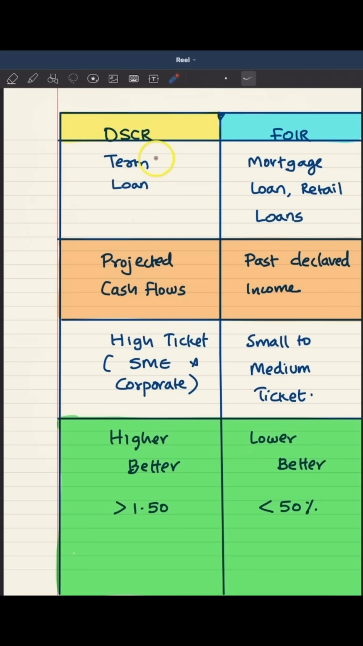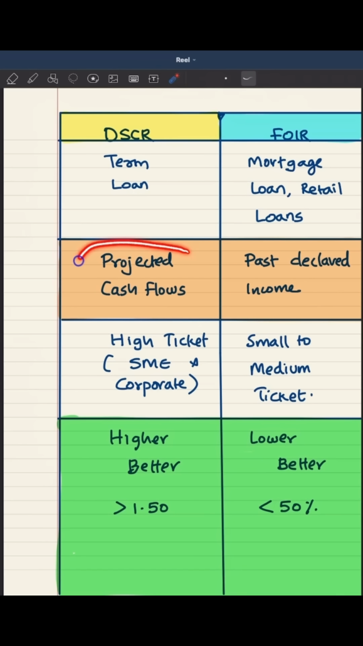Term loans are the loans which involve creating an asset out of the loan. So it is generally considered or given for projects. There will be creation of some asset out of the term loan, which may be machinery, which may be land and building, or critical assets for the entity. Whereas FOIR is basically calculated for mortgage loans, retail loans and all. So here there may be or may not be any asset creation.